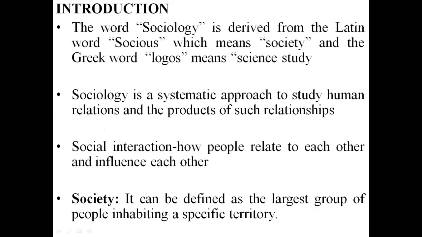That leads us to the definition of society, which is the largest group of people inhabiting a specific territory. A group of people living together, interacting with one another, depending on each other, within a geographical territory. Social interaction is quite important when we are discussing sociology, and it is just how people relate with one another and influence one another. I said earlier that sociology is the scientific study. The word scientific has made sociology a process, because it has to go through different processes to become what it is today. So you can define sociology as a systematic approach to study human relations and the products of such relationships.